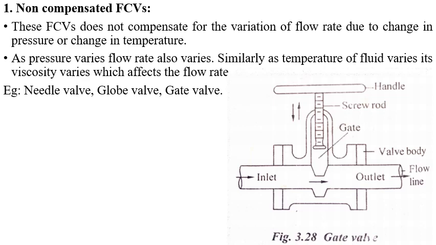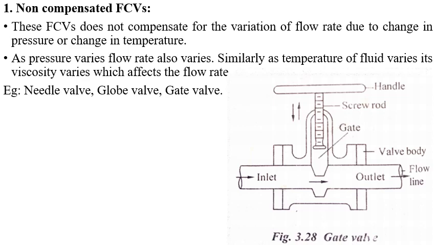These three, needle valve, globe valve and gate valve, are the very simplest types of flow control valves. These are non-compensated flow control valves. These three valves have an adjustable orifice which can be used to reduce the flow in the circuit. The size of the orifice is adjusted by turning the adjustable screw using the hand wheel, which raises or lowers the needle or globe or gate.